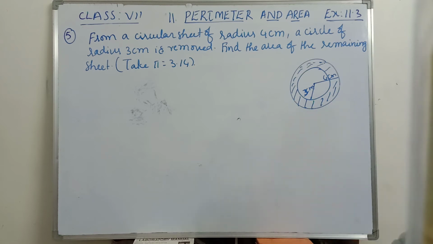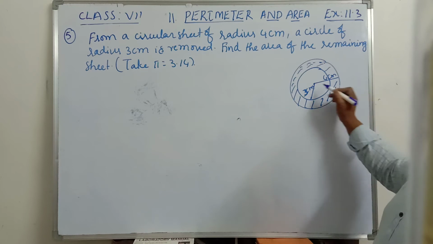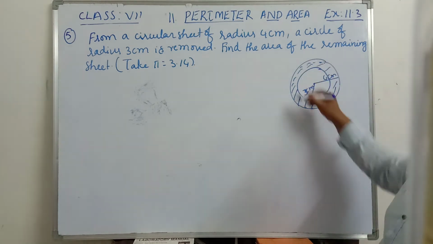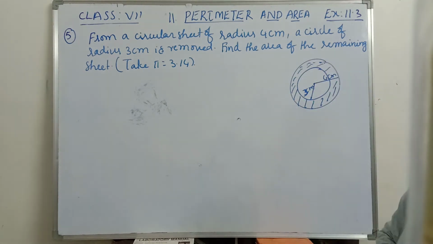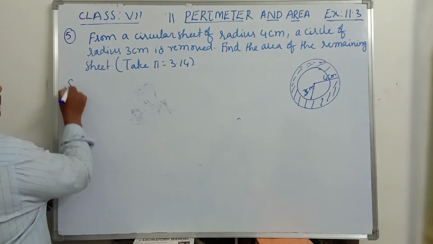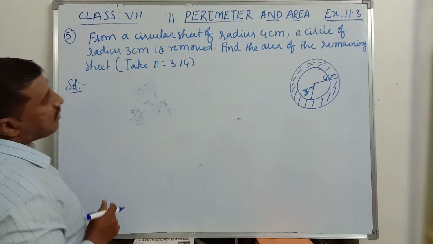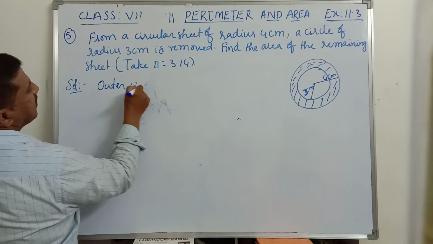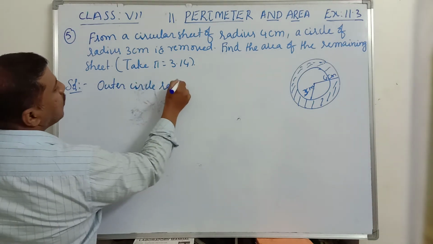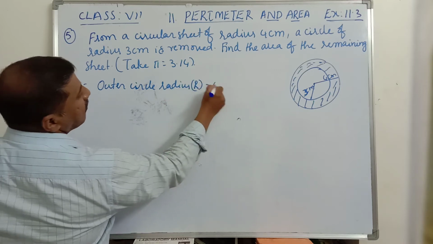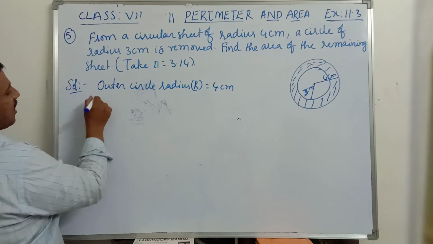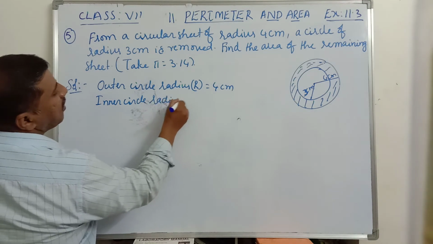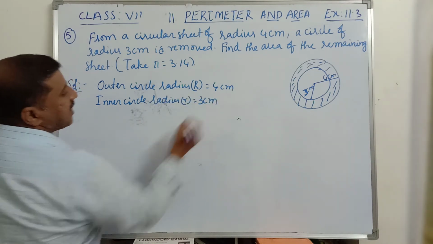So what is the formula to find the area of a circle? We should know the radius. Outer circle radius is 4 centimeters. Inner circle radius is 3 centimeters. The shaded portion will give you the area of the remaining sheet. Now see here, it is right. Now the outer circle radius, you take this as capital R, which is 4 centimeters. Then the inner circle radius, you take this as small r, and that is equal to 3 centimeters.